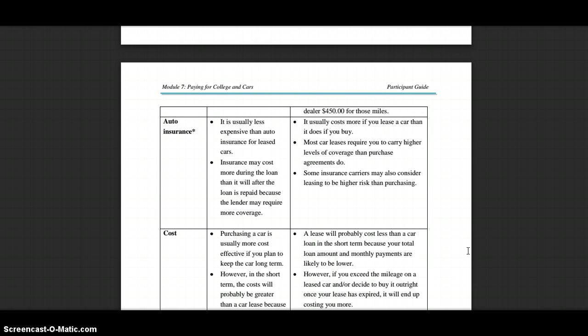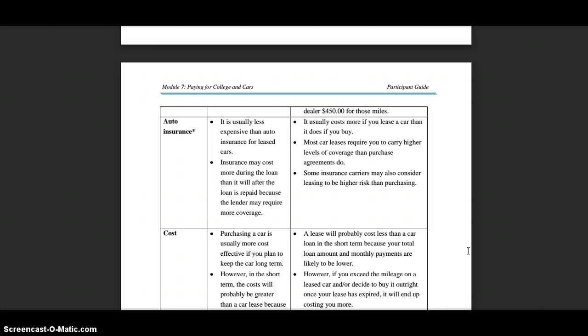Auto insurance for a loan. It is usually less expensive than auto insurance for leased cars. Insurance may cost more during the loan than it will after the loan is repaid because the lender may require more coverage. Auto insurance for a lease. It usually costs more if you lease a car than it does if you buy. Most car leases require you to carry higher levels of coverage than loan agreements do.